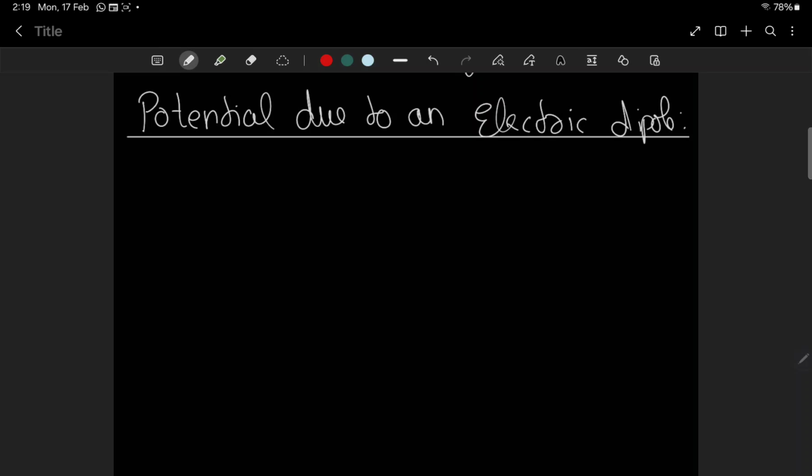Consider an electric dipole. Here the derivation for axial and equatorial can be derived from the same thing itself. You know what an electric dipole is. If you don't know what an electric dipole is, please watch my previous class. We have also derived the electric field of that dipole. So now we come to the derivation of the electric potential of a dipole.